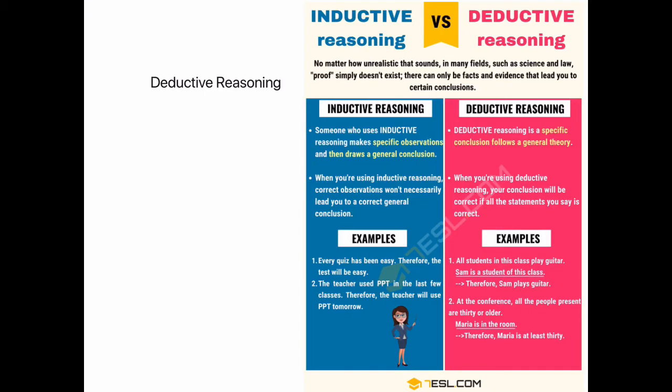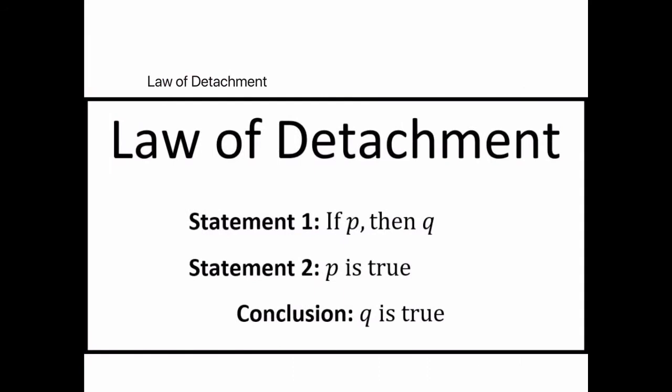There are two laws that you use in deductive reasoning. The first is called the law of detachment. So the law of detachment says if P, then Q. And so if P is true, you can conclude that Q is also true. You'll find a good example of this on the lesson for this on Canvas.